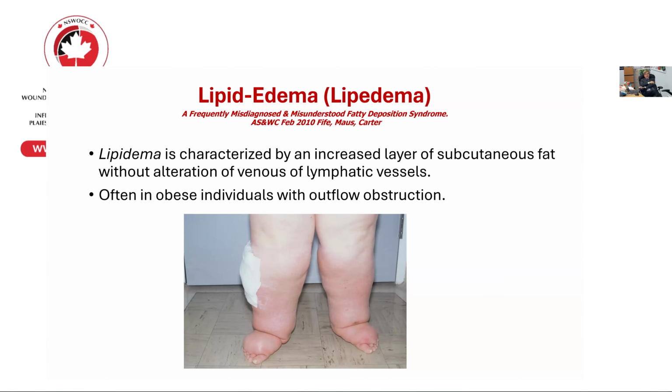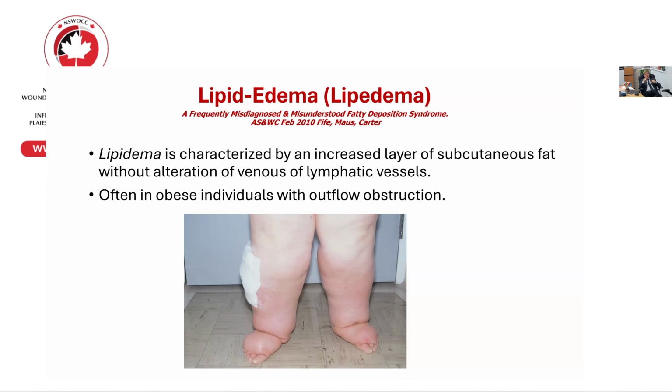This is lipedema. And lipedema is characterized by an increased layer of subcutaneous fat without alteration of the venous or lymphatic vessels. But again, you can get mixed disease where you may have more than one component. It's often in obese individuals with outflow obstruction, but it can occur primarily, and it may affect the arms as well. You also see here very well illustrated what's called the ankle fat pad sign, where you actually see the ankle, and this is soft, and the dorsum of the foot is soft.